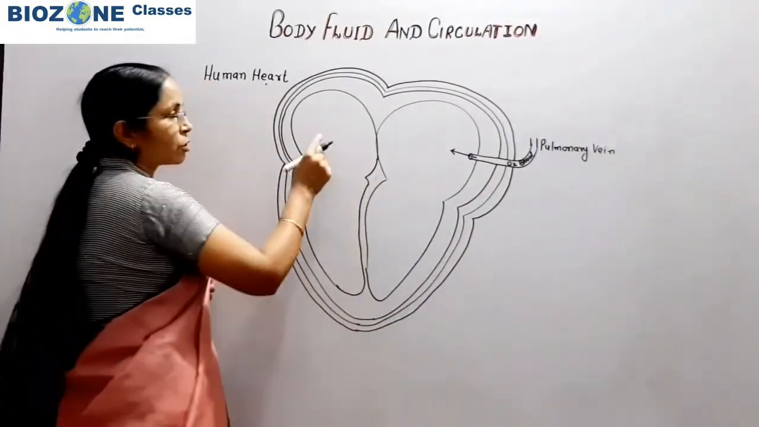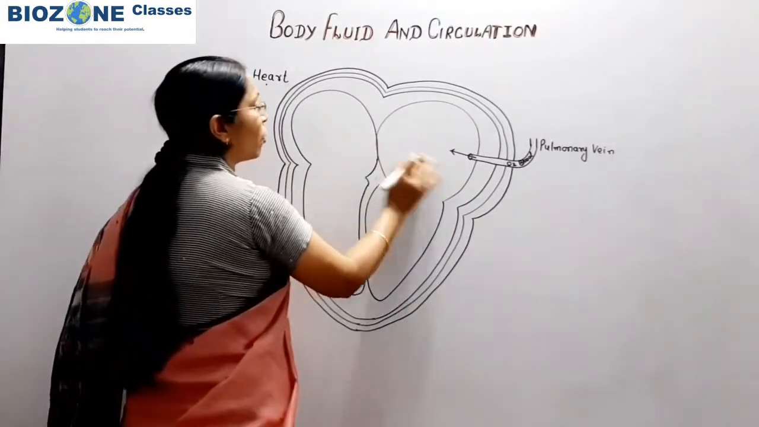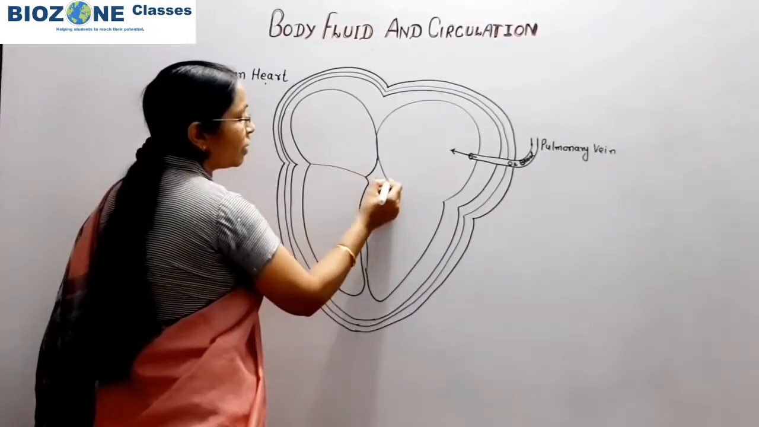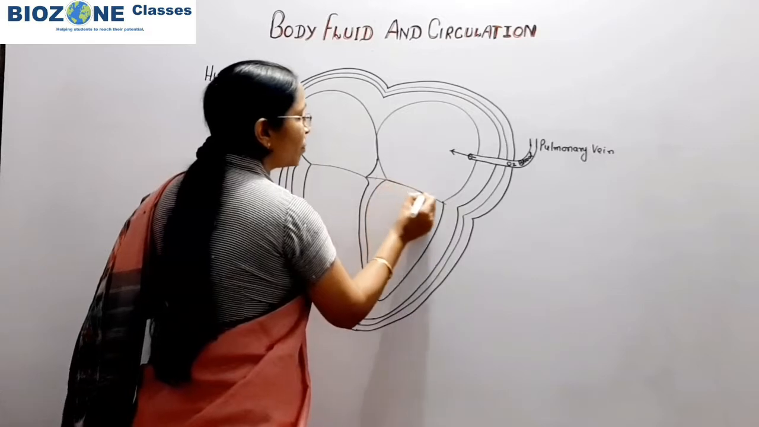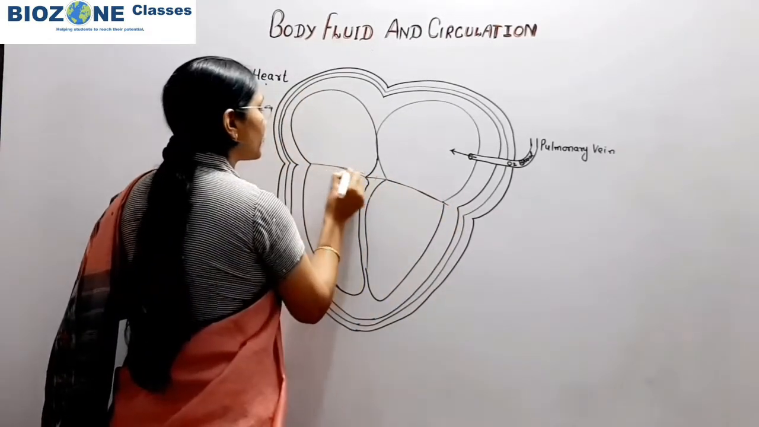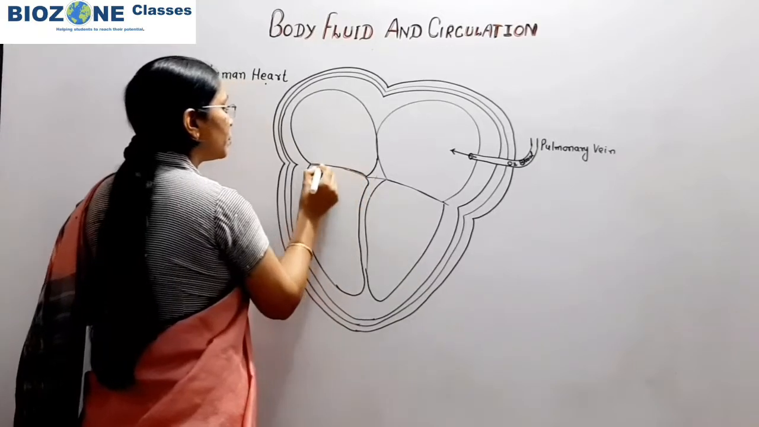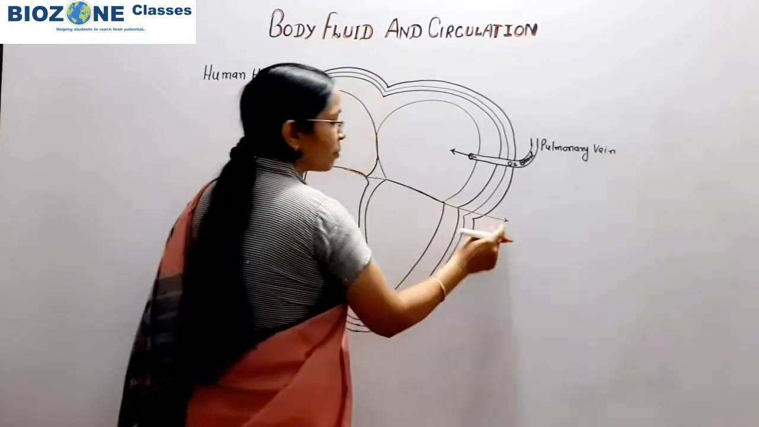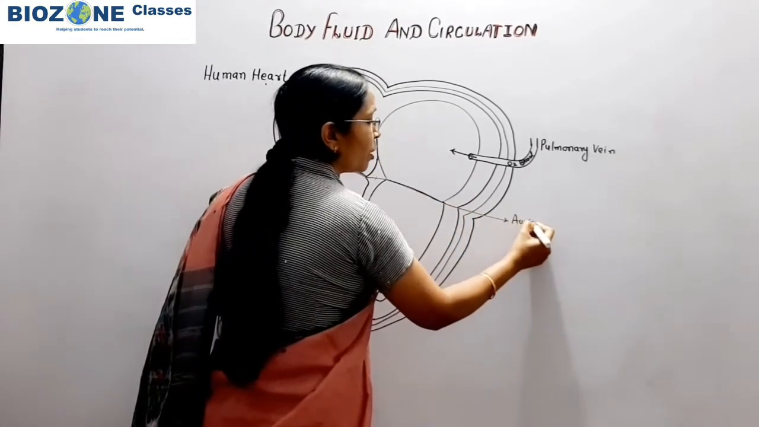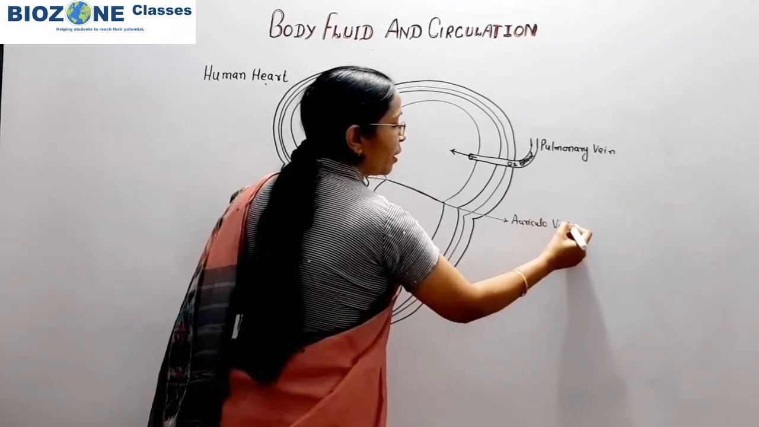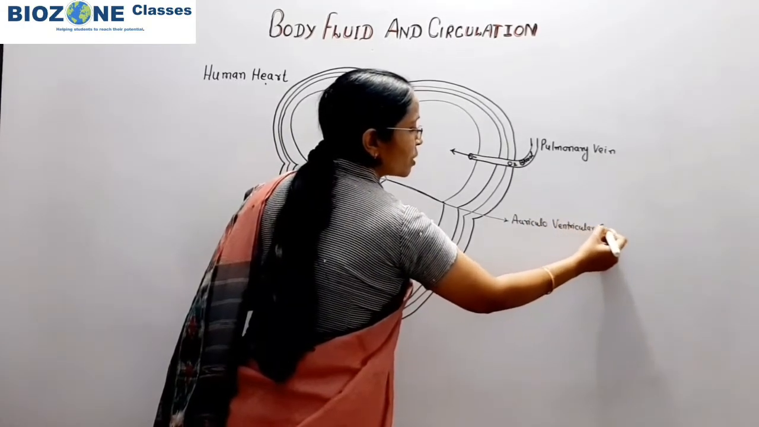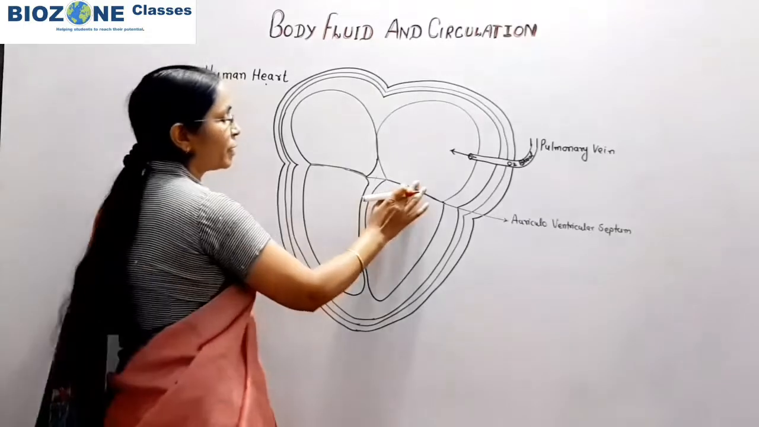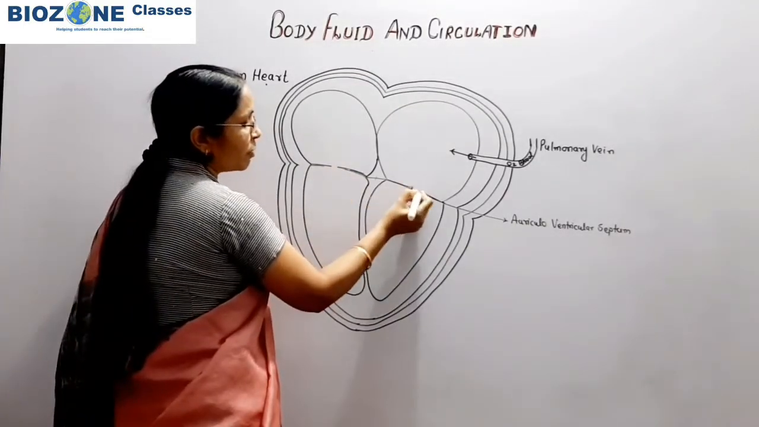Now we come towards the structure. The upper chambers of the heart are called auricle or atrium. Now you see one transverse septum is present in heart. This septum is called auriculoventricular septum, and this is the septum where the cuspid valves are present.